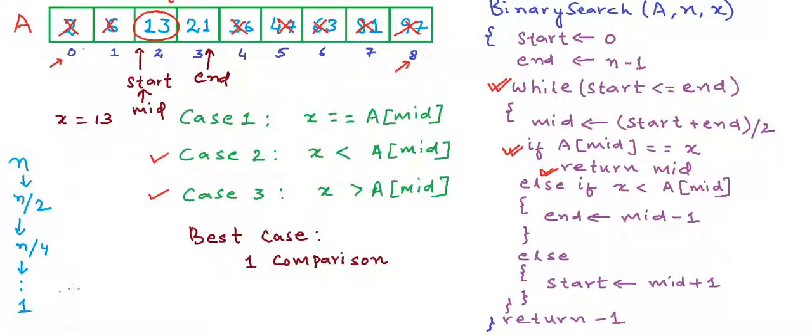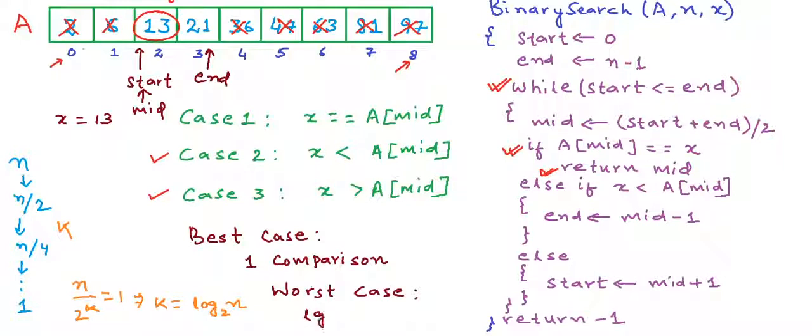Now how many steps does it take? Let's do some maths here. Let's say it takes k steps to reduce n to 1 by dividing by 2 at each step. So n by 2 to the power k will be equal to 1. And if you solve this, then k will be equal to log of n. The base will be 2. So in the worst case, binary search will take log n comparisons, and so the time taken also in the worst case is proportional to log n, or in other words, it is big O of log n in terms of time complexity. And big O of log n is a lot more efficient than O(n) algorithm.